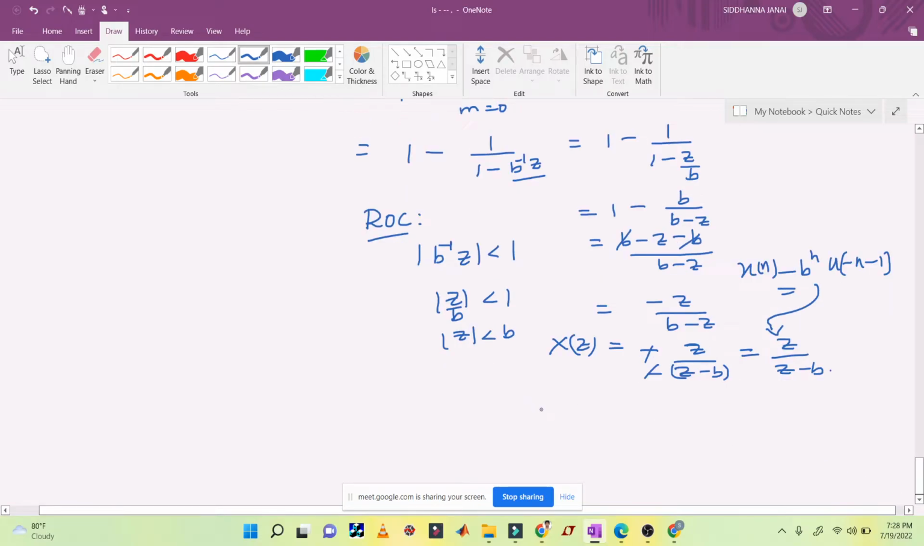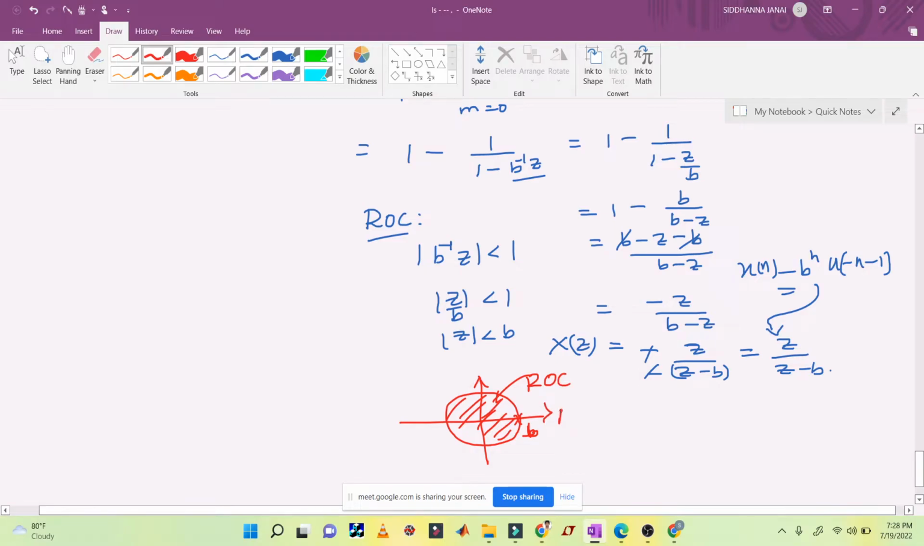So what is the meaning of this? If I draw the ROC of this signal, the ROC of this signal is like this. If this is a pole b, the ROC is inside this circle because it is left sided, to the left of the b value, correct? b is here, to the left of b is your ROC.